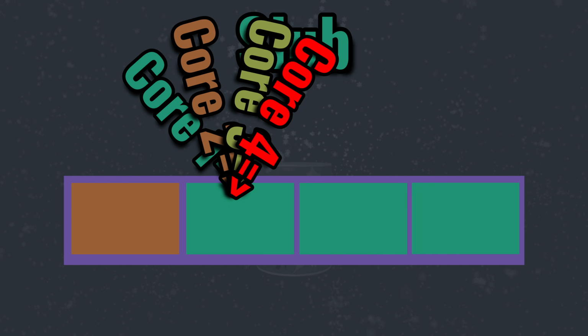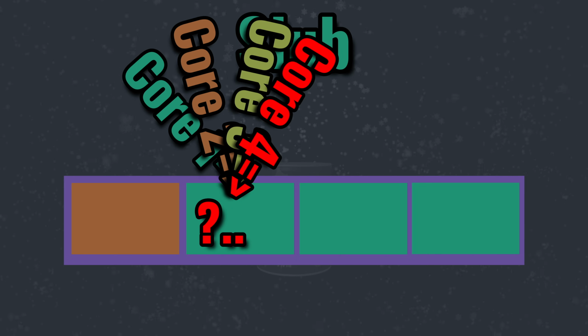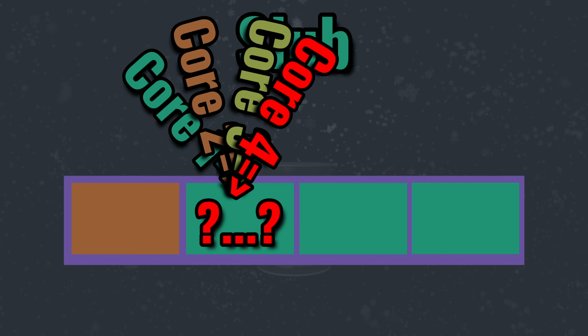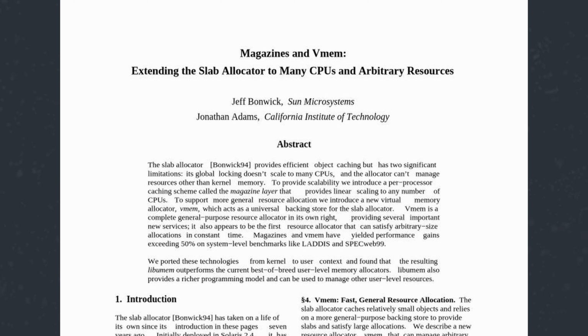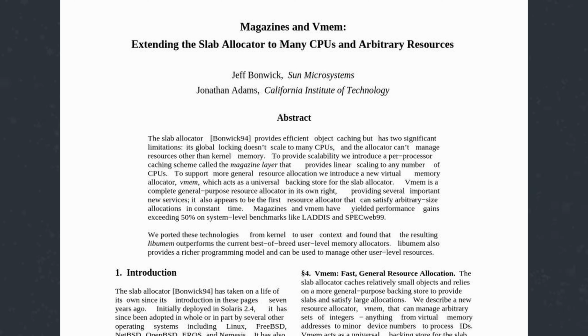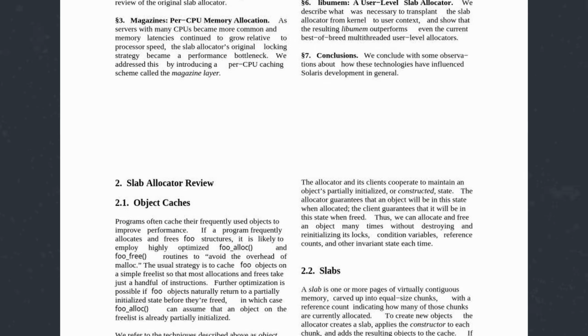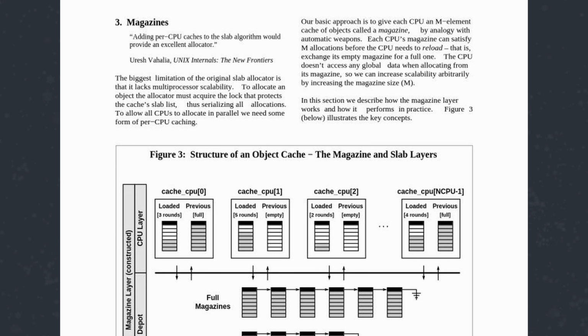Now, this was known for a long time. In fact, even Bonwick himself knew that this was an issue, so much so that he wrote a paper about it, describing a new concept that he called magazines. Now, when we're talking about magazines, Bonwick is an American. That means that we're talking about guns here. But, of course, this was a very bad name, so it was renamed sheaves for Linux purposes.